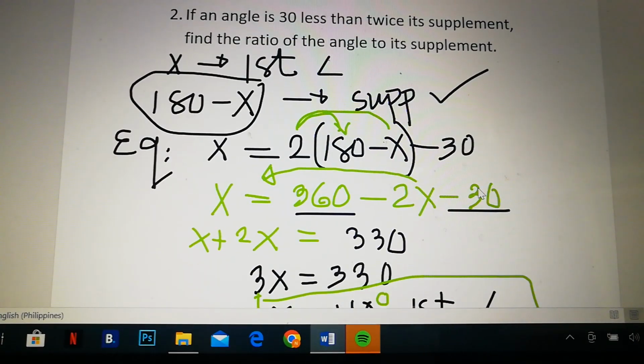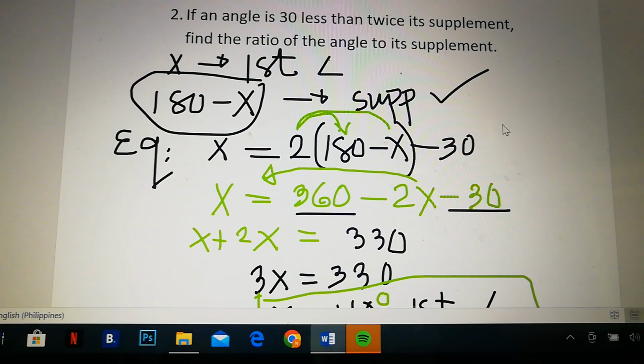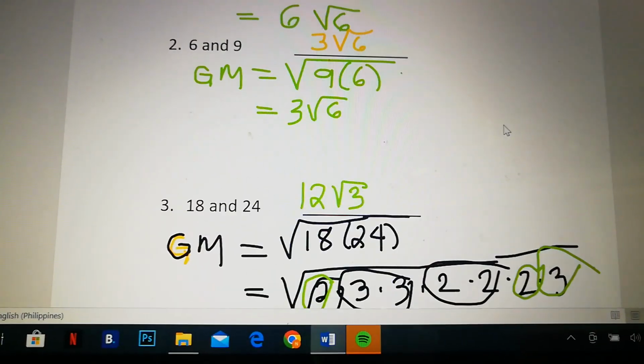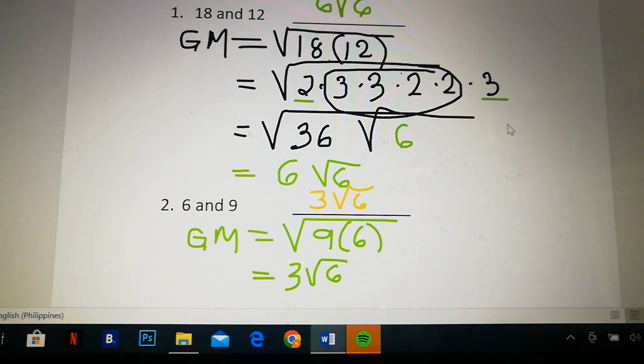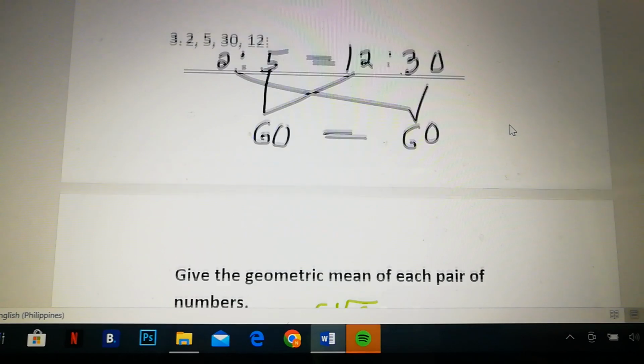Okay, so that's all about geometric proportion. These are the example problems similar to the ones from the test. So this is part 2 of our review.